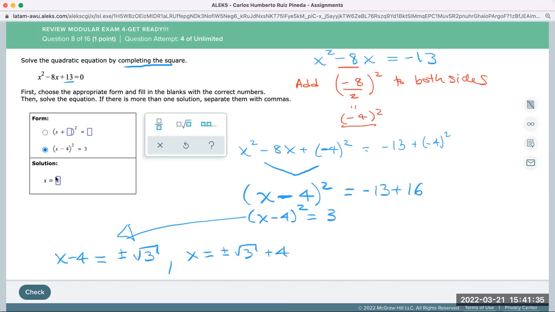And then the two solutions are one with a positive sign, plus 4, and then the other one with the negative sign. And that's it. We need to write them. Remember, separated with a comma: square root of 3 plus 4, comma, negative square root of 3 plus 4. We are done.